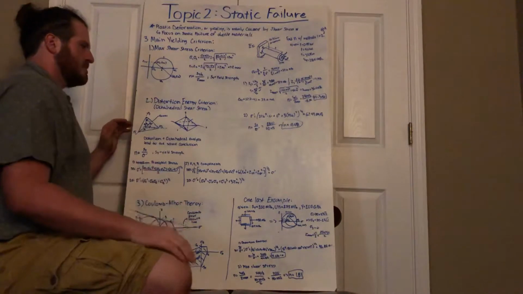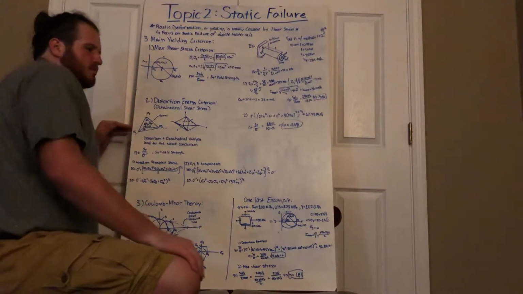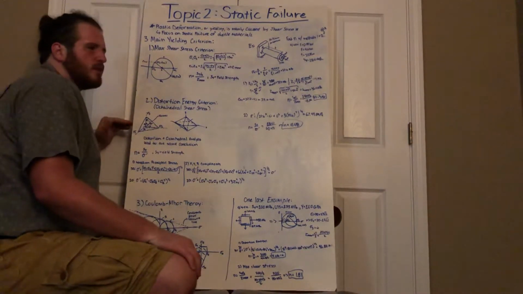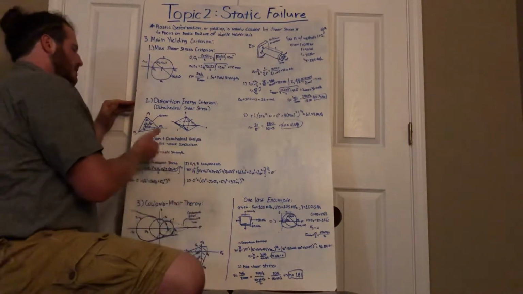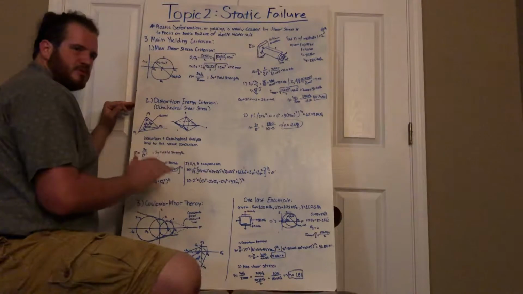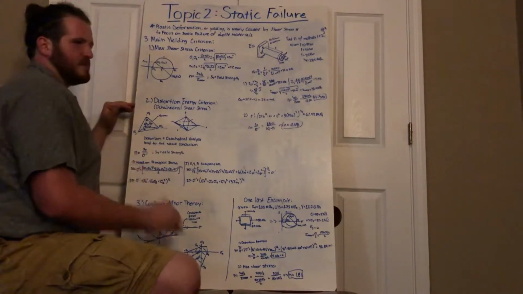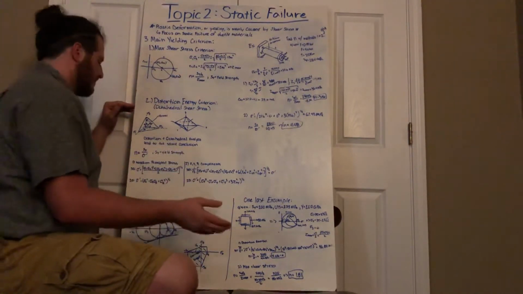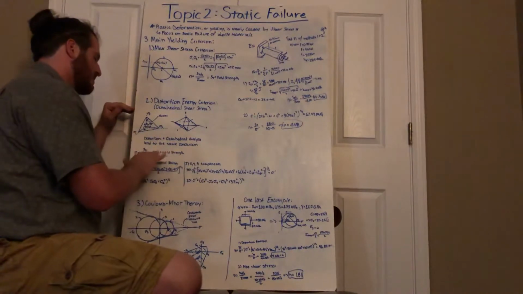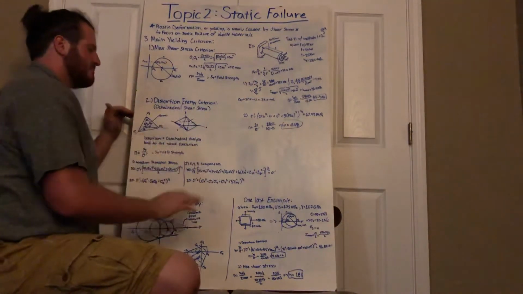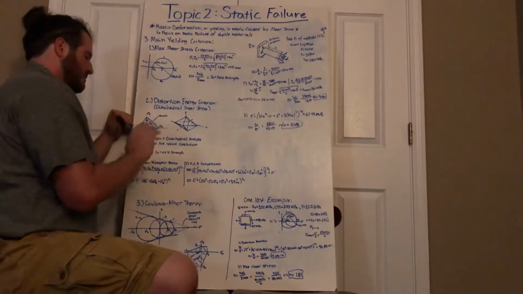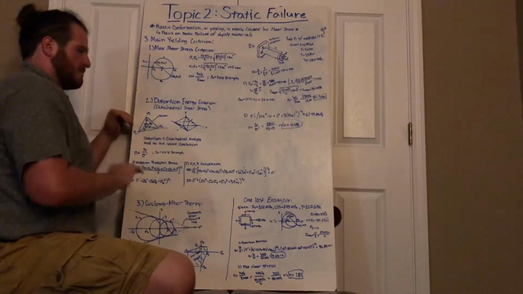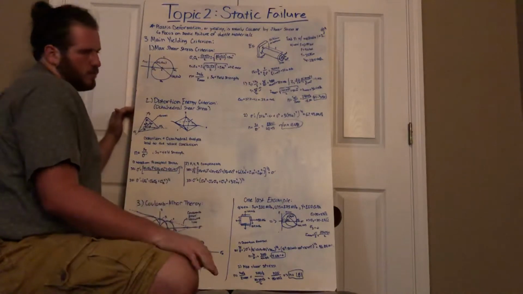Now, the octahedral shear stress is useful, but the derivations are very long, and honestly, it's easier just to use the distortion energy criterion. But they lead to the same result, just the distortion energy criterion is a lot easier to use. So, let's take a look at the distortion energy criterion. Again, it's going to be based off of a factor of safety given here. Our factor of safety is going to be the yield strength over sigma prime. Now, what is a sigma prime?